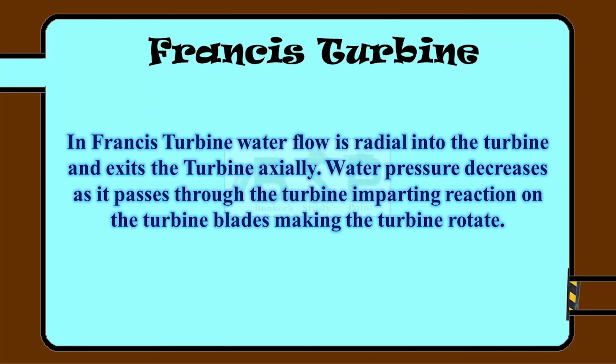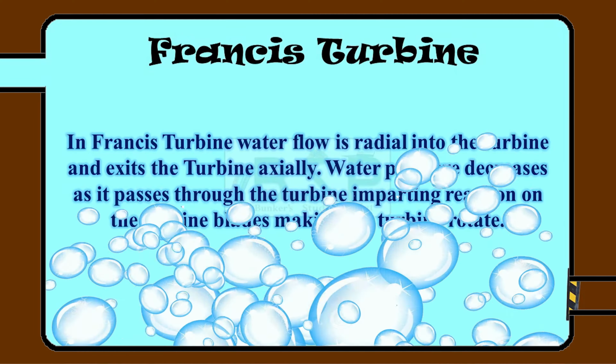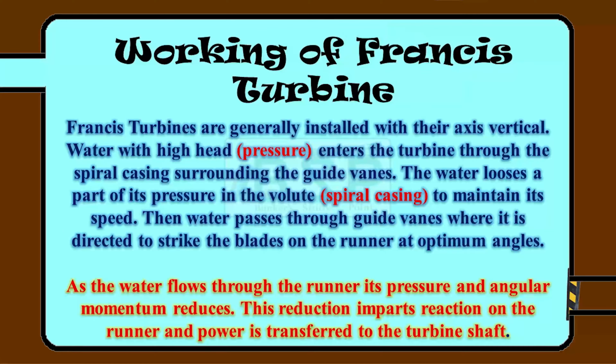First, we will see about Francis turbine. In Francis turbine, water flow is radial into the turbine and exits the turbine axially. Water pressure decreases as it passes through the turbine, imparting reaction on the turbine blades, making the turbine rotate. Let us now look at the working. Francis turbines are generally installed with their axis vertical.